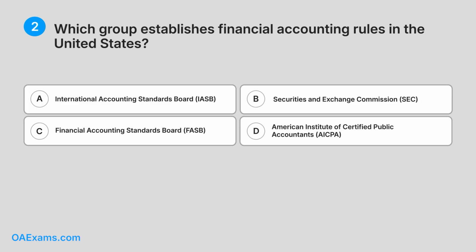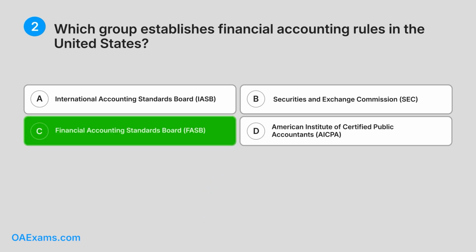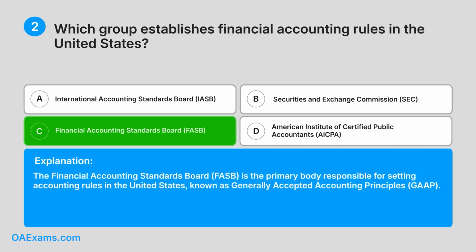2. Which group establishes financial accounting rules in the United States? A. International Accounting Standards Board, IASB. B. Securities and Exchange Commission, SEC. C. Financial Accounting Standards Board, FASB. D. American Institute of Certified Public Accountants, AICPA. What do you think is the answer? Correct answer: C. Explanation: The Financial Accounting Standards Board, FASB, is the primary body responsible for setting accounting rules in the United States, known as Generally Accepted Accounting Principles, GAAP.